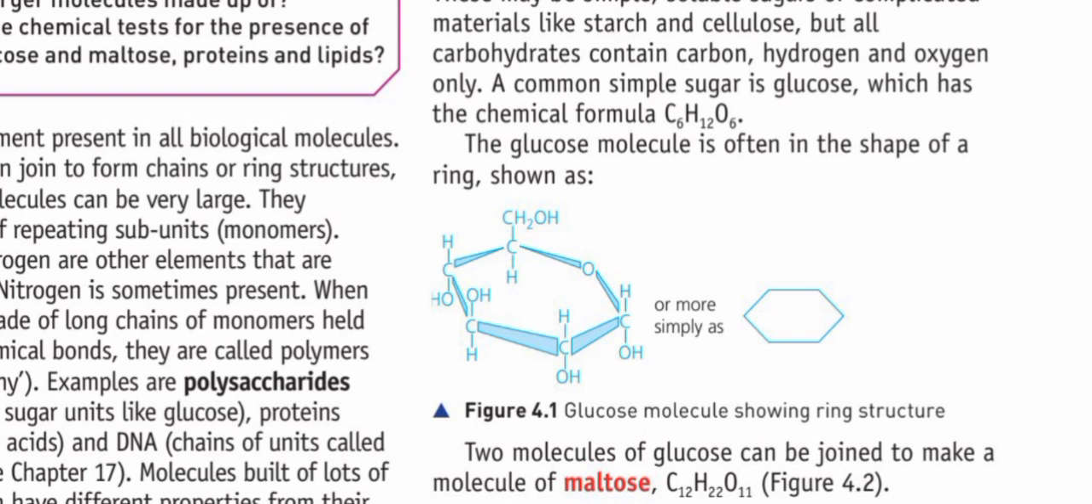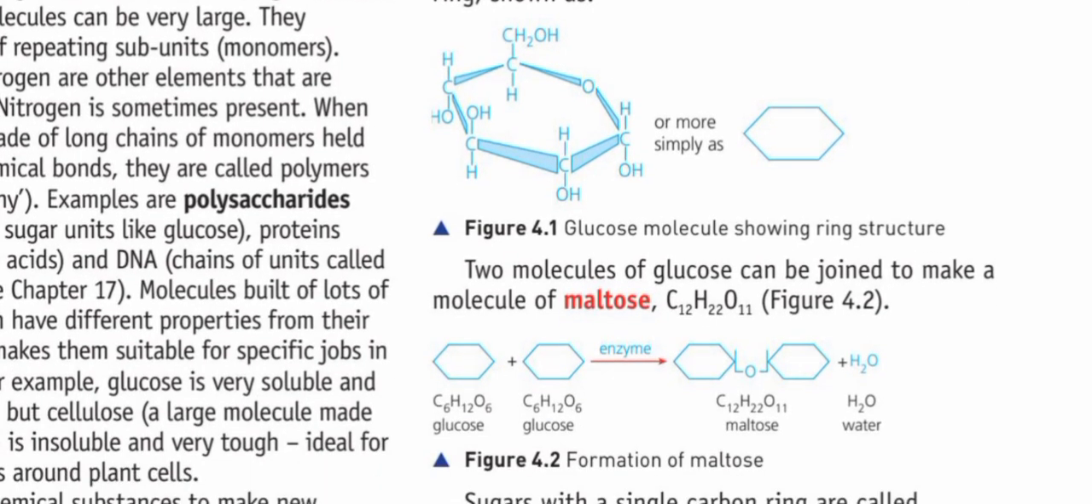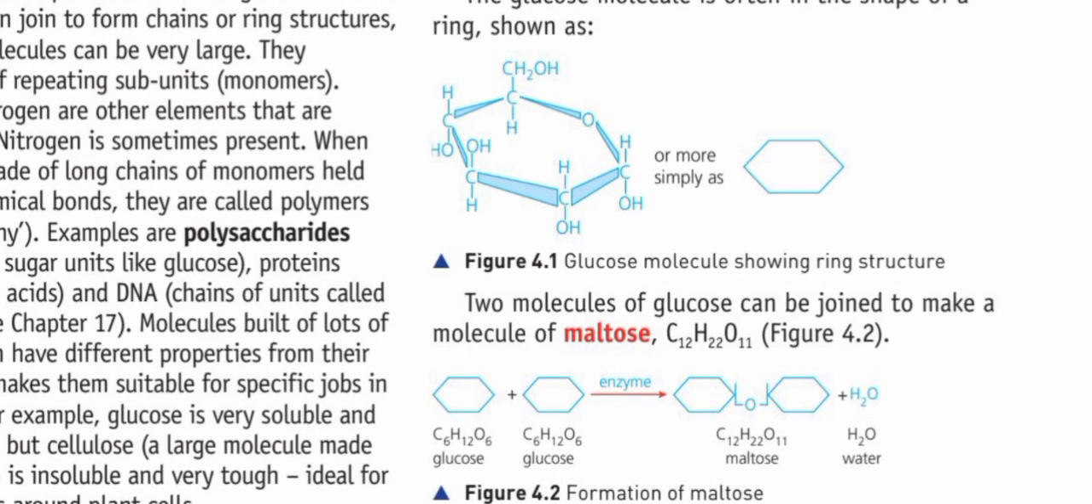Now we discuss the structure of glucose. The glucose molecule is often shown in the shape of a ring structure, as you can see in this diagram. The ring structure is the common form of glucose inside living cells. In the diagram, the ring is sometimes drawn as a simple hexagon shape. Understanding this structure is important because many other carbohydrates are formed by joining glucose molecules together.